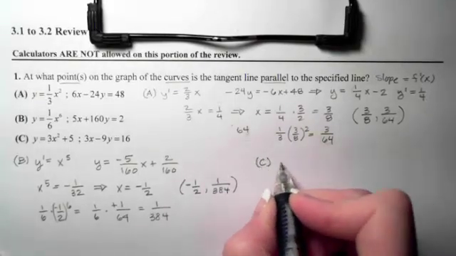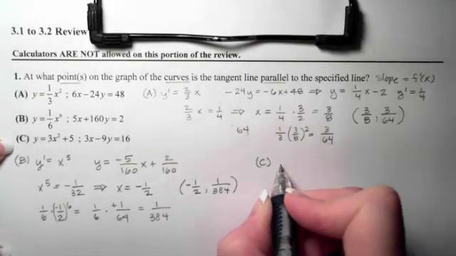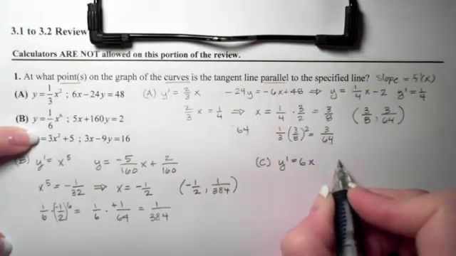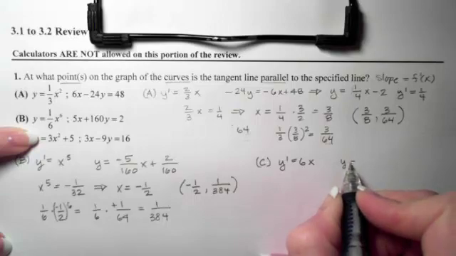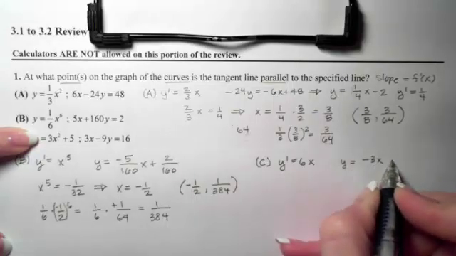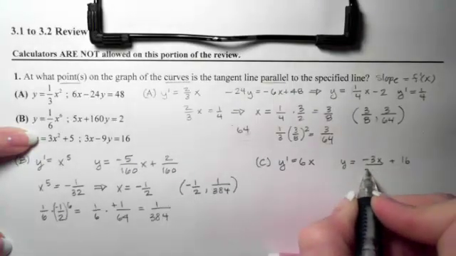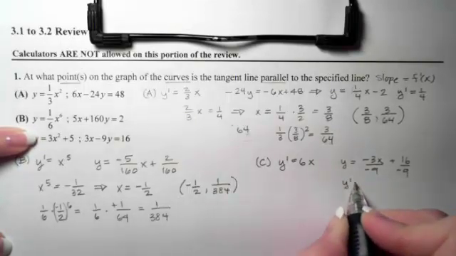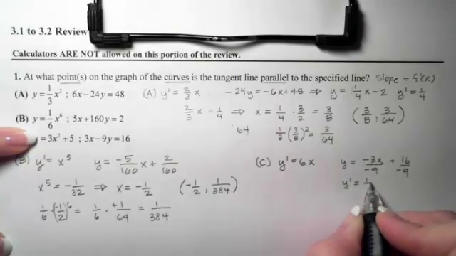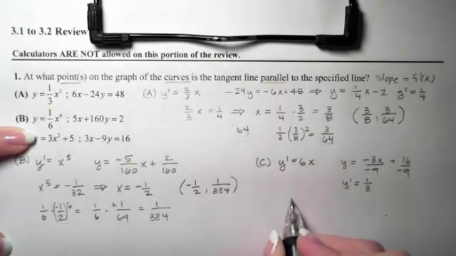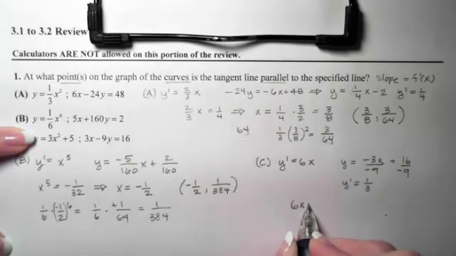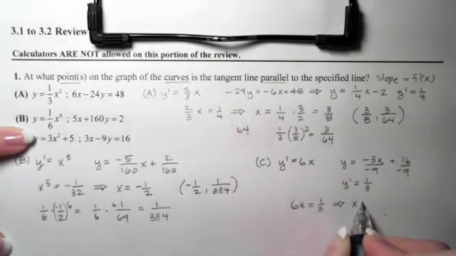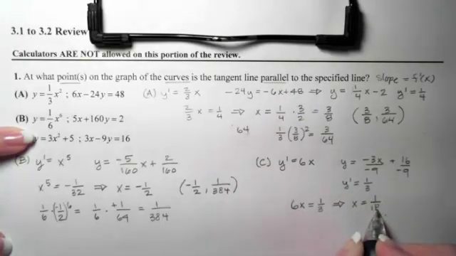Last part, C. Let's do it over here so we got room. We have y prime. The derivative of the first is 6x. If I isolate y on the second one, I'll get y equals negative 3x plus 16 divided by negative 9. So again, we can see here that y prime, the slope of this, is 1/3. We need these two to equal each other because the two curves need to be parallel. So 6x equals 1/3, x equals 1/18.